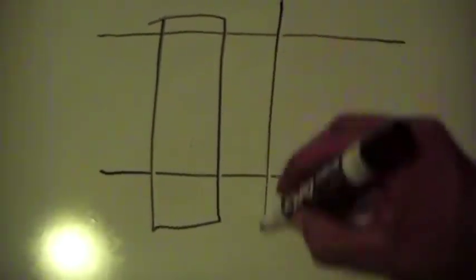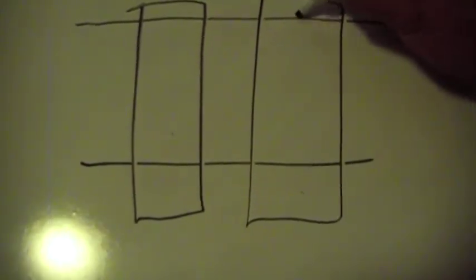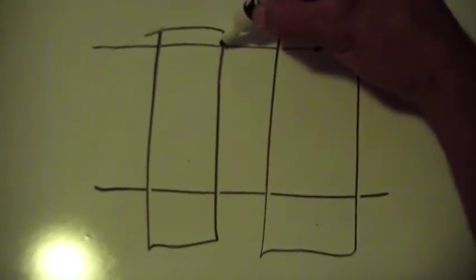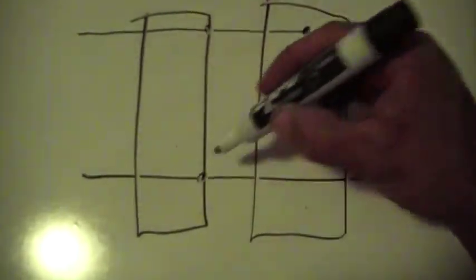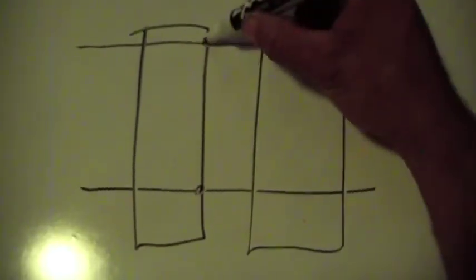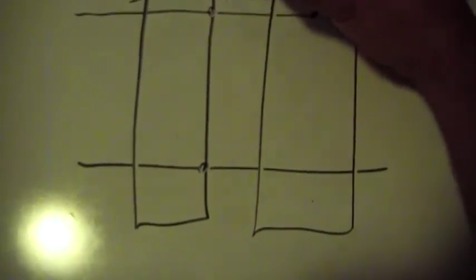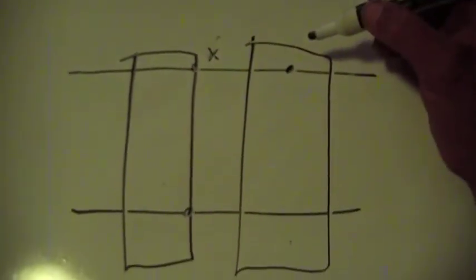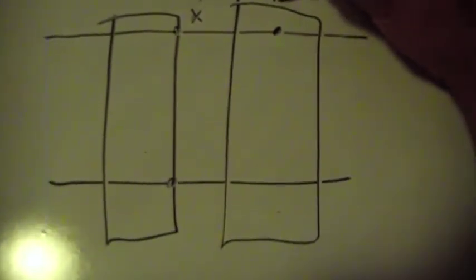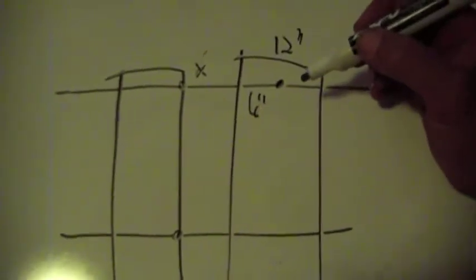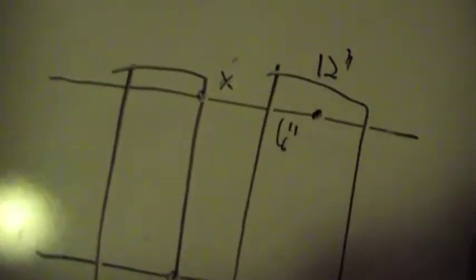Alright, parallel lines. Here's one of the sides, and here's the middle. The middle pivots from the center, but we actually minimize the gap when this guy pivots from here. Okay? And we want to know what this gap is, let's call it X. Alright, and we know that this is 12 inches, so this must be 6 inches. Alright, so let's take a look at it.